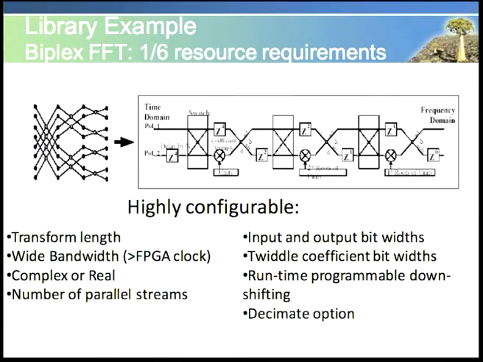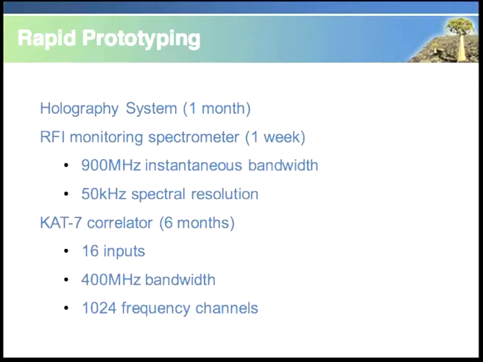And we try to make these things configurable. It's a library of components that you can adjust parameters on, and it will consume more or less hardware resources depending on what you're trying to do. You can tweak things like the amount of bandwidth that you're processing, whether it's real or complex numbers, how many streams you want to process in parallel, bit widths and so on. Most of the stuff we do is integer, not floating point. And this has worked really well for us.